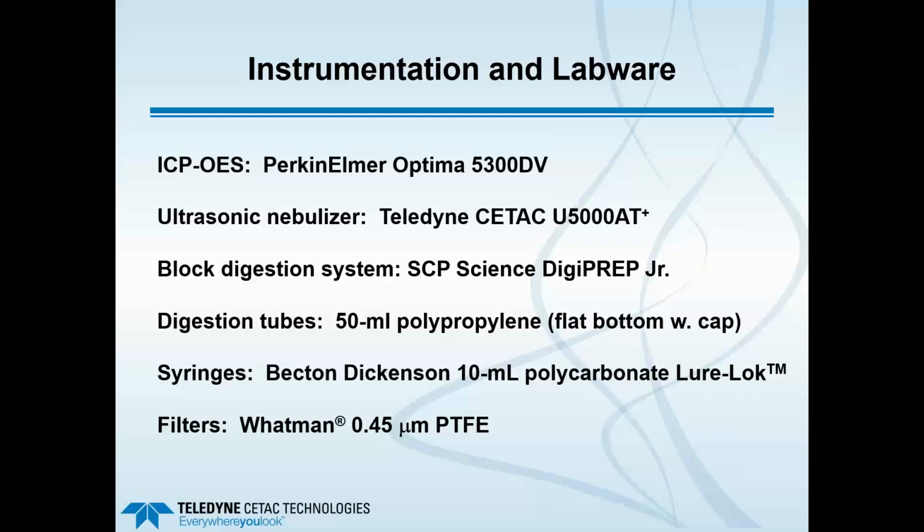So, instrumentation and labware then used in this study. We used a PerkinElmer Optima 5300 DV ICP-OES. The ultrasonic nebulizer, again from Teledyne CETAC, is the U5000 AT Plus model. For sample preparation, we used a block digestion system from SCP Science. And then in particular labware that we used digestion tubes for the hot block. These were 50 ml polypropylene vials that were flat bottom. And we also had to use syringes and filters, and these were needed to filter out any textile fibers and any paint flakes from the samples that we were going to prepare.